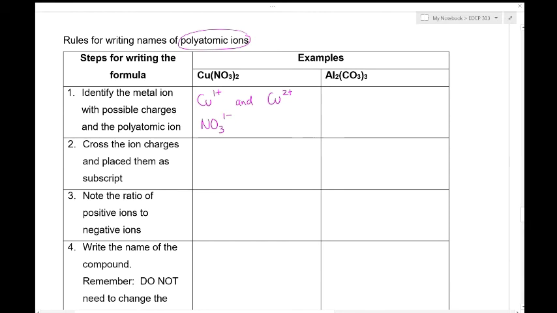Now, of course, we have to figure out which copper we're using, whether it's Cu1 or Cu2. So step 2 tells us to cross the ion charges and place them as subscript. So let's take a look. So I'm going to write Cu1 and O3, mimicking the question. And I'm going to write Cu here and NO3 over here. Now, of course, knowing that NO3 is a charge of 1 minus, I could write that down confidently. And I'm going to match that.